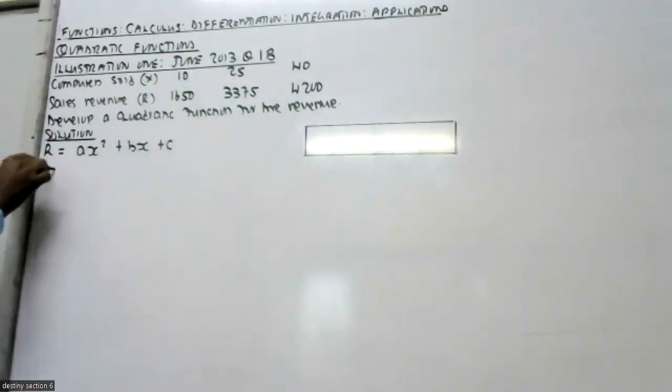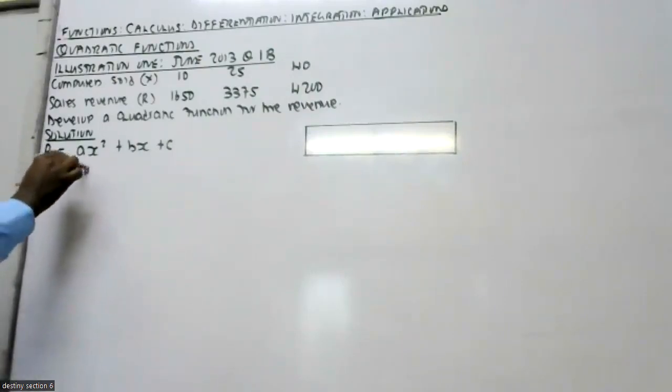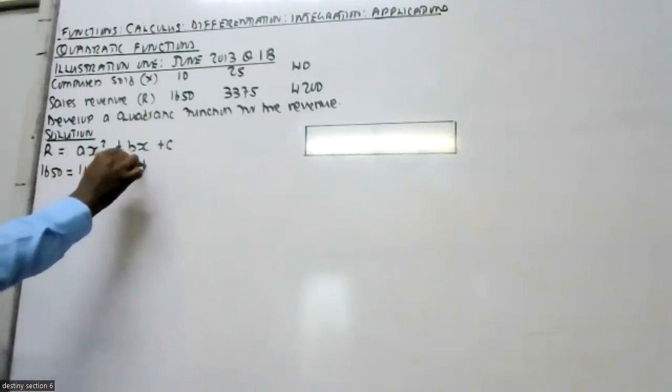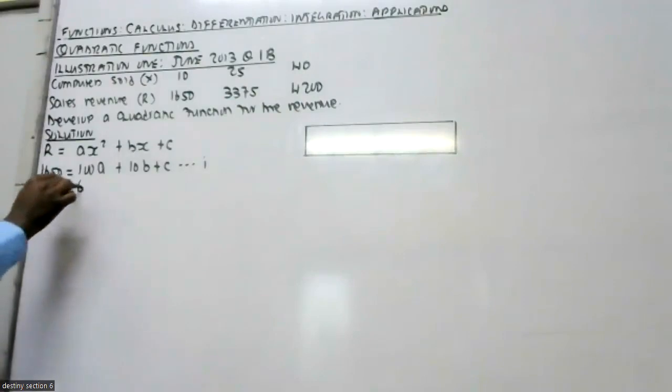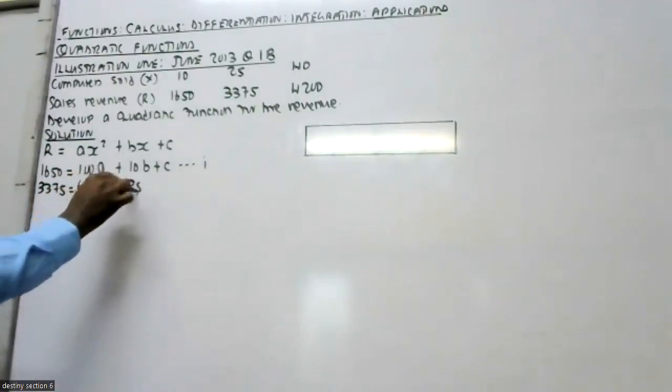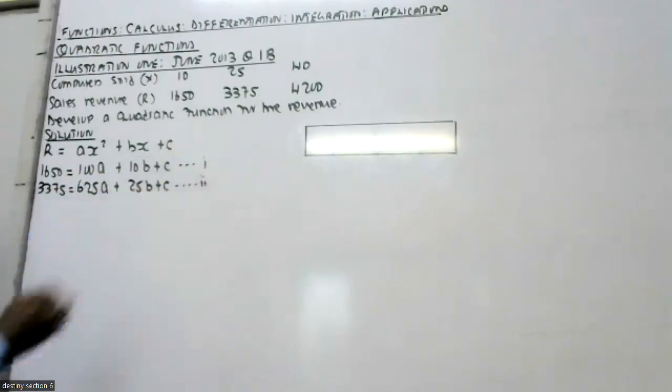So you come and put in this 1650. So 1650 equals to 10 squared. 10 squared is 100. So 100A plus 10B plus C. And that one you call it equation number 1. Then we go to the next one, that 3375 is equals to 25. 25 squared is what? 625. So 625A plus 25B plus C. That is equation number 2.